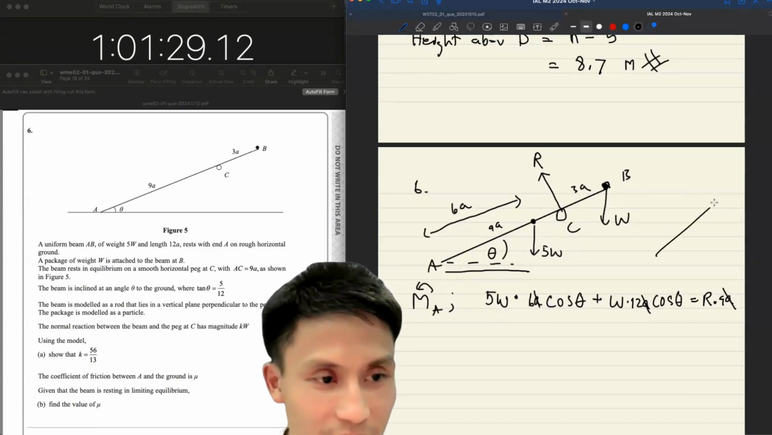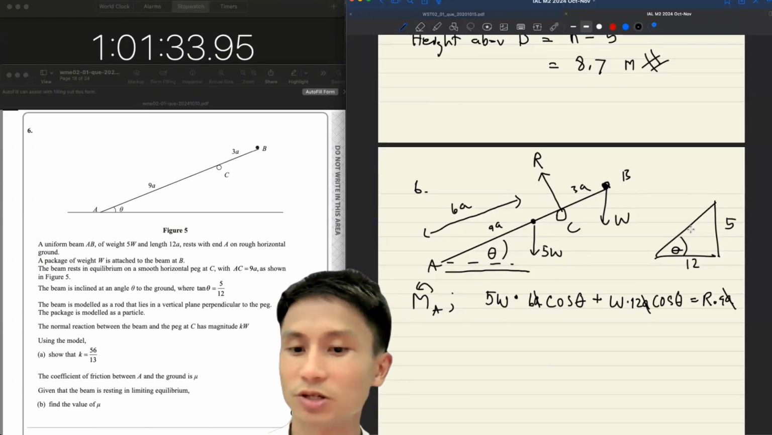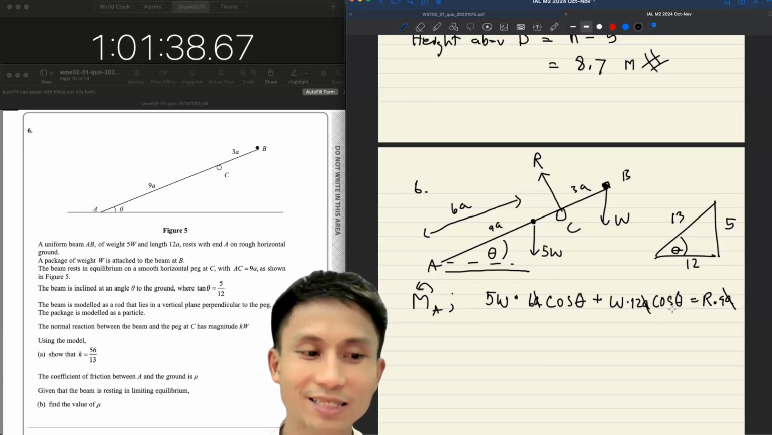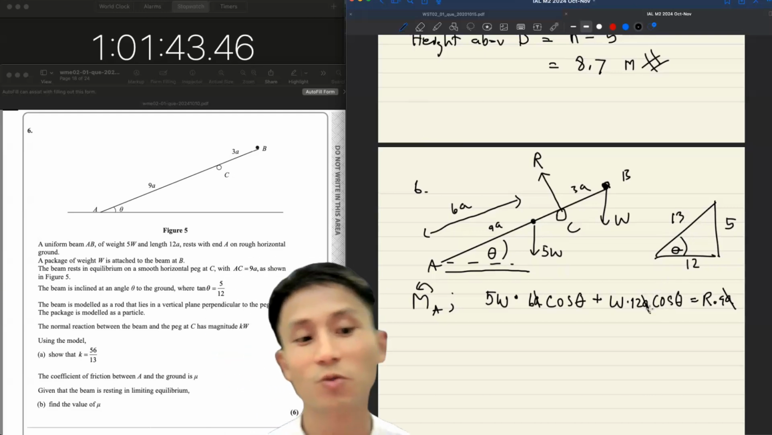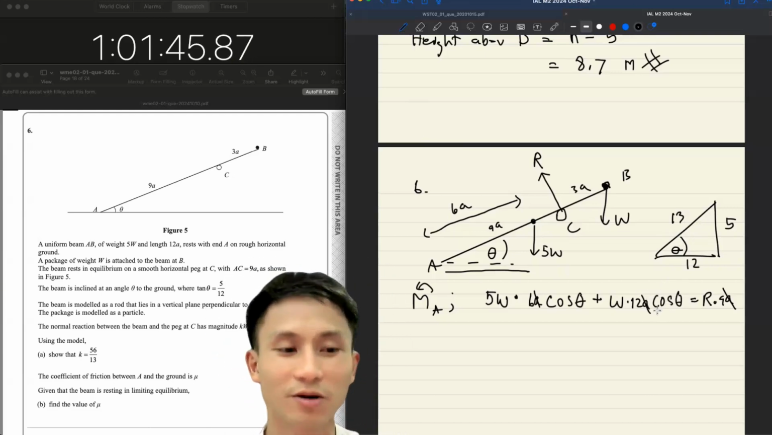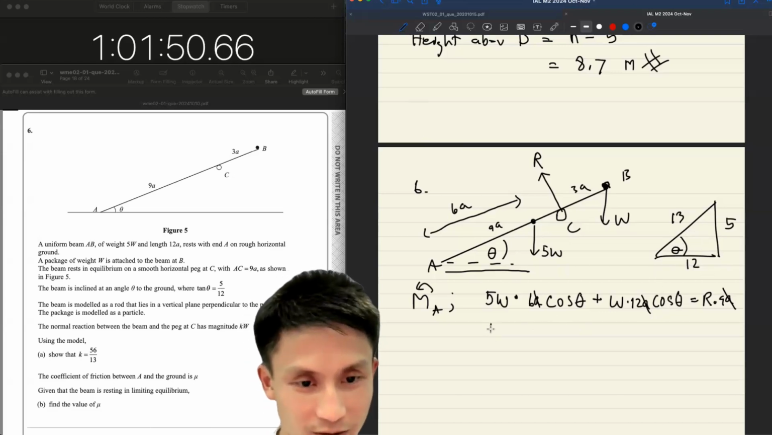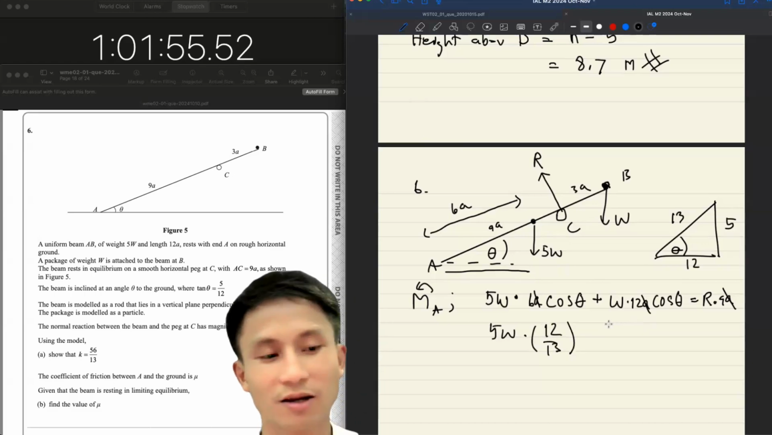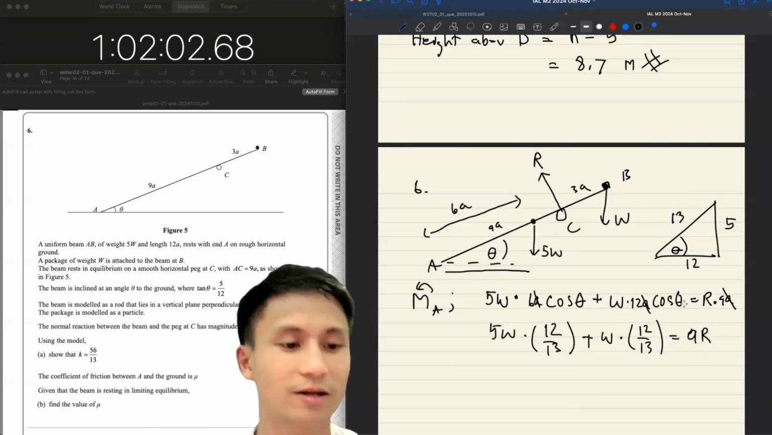And because tan theta is given to be 5 over 12, doing trigonometry there, or Pythagoras, sorry, actually, we get a 13 here. So that is an easy technique that we can use to just quickly find the cos, because we don't want to find the angle directly. I mean, we could, but we don't need to. We can get the cos by doing that trick, yeah? So I have 5W times cos theta, which is 12 over 13, looking from that triangle, plus W, another cos theta here, equals 9R, all right?